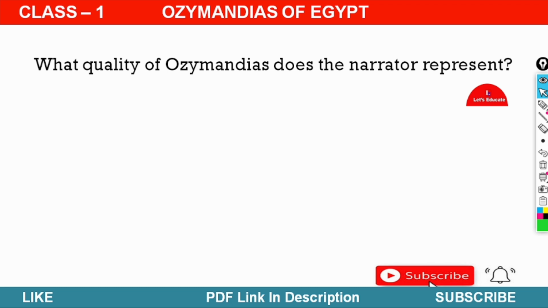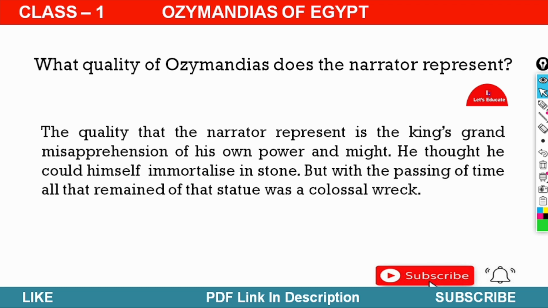Probably this is the last question for today. The quality that narrator represents, okay, it will be represents with an S, yeah, one small s is missing. Represents is the king's grand apprehension of his own power and might. He thought he could immortalize himself in stone. But with the passing of time, all that remained of that statue was a colossal wreck.